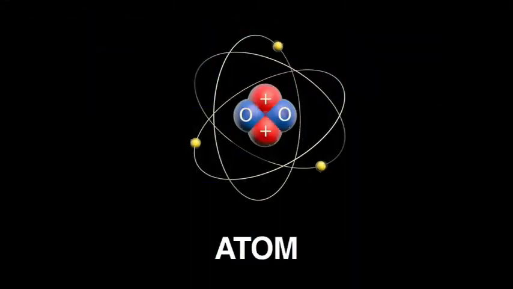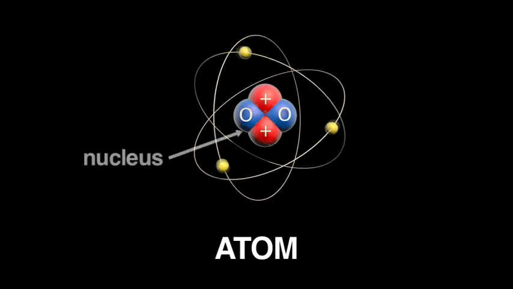Why do some materials have strong magnetic fields and others don't? Well, it has to do with the atomic structure of the material. All matter is made of atoms. An atom is made up of a nucleus found at the center of the atom.